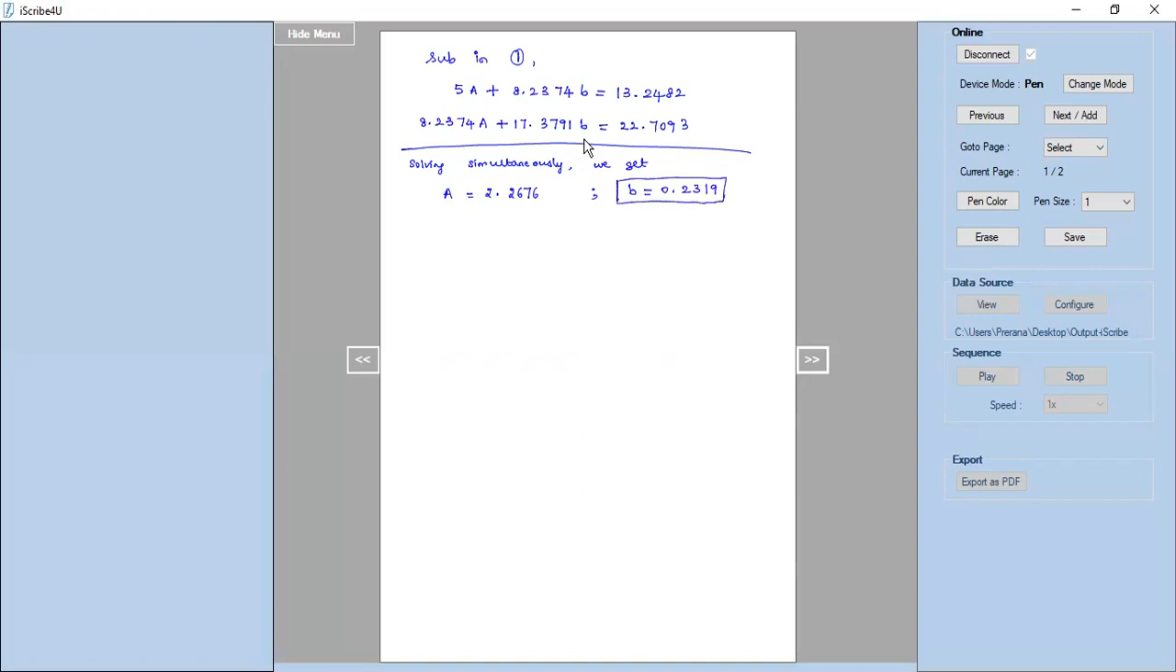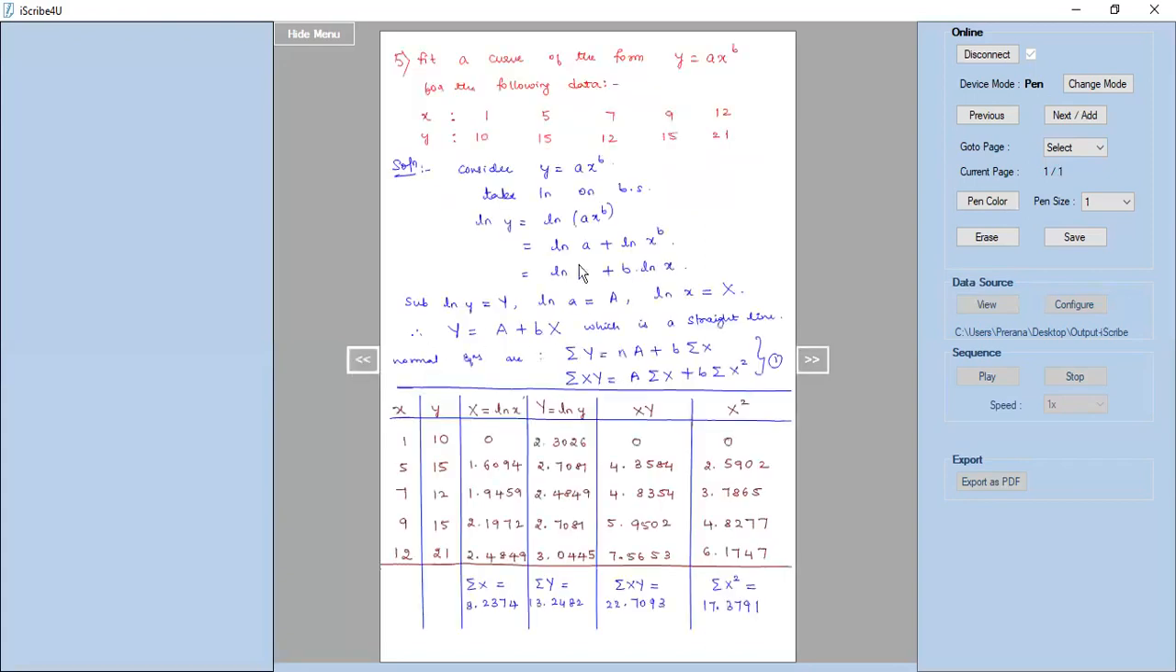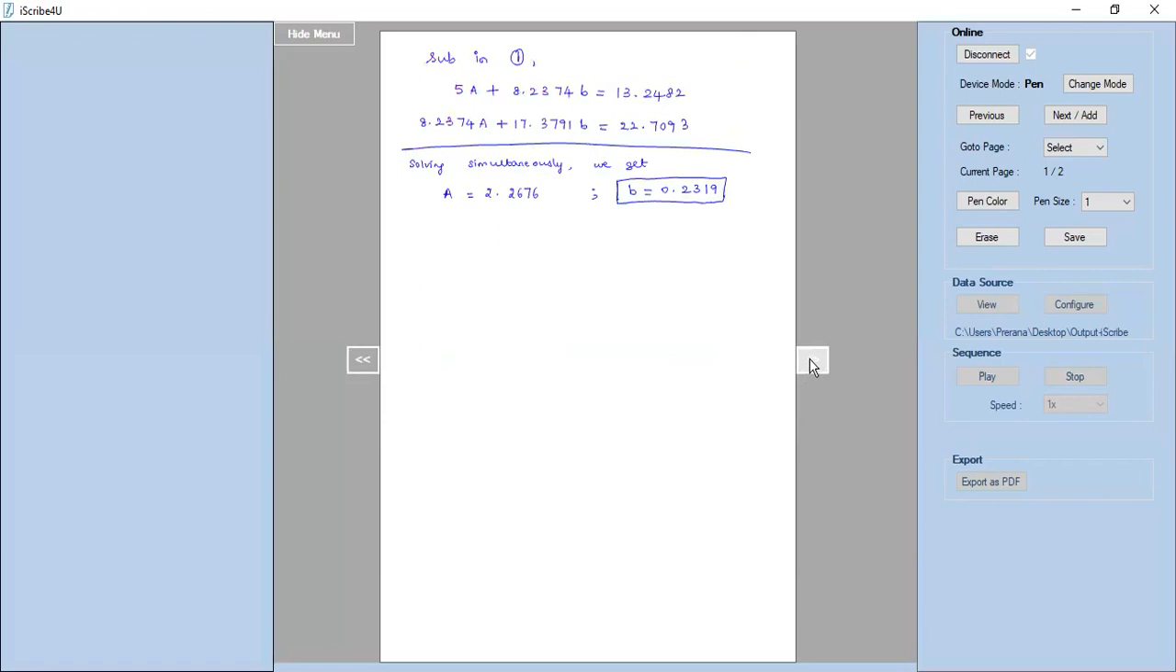Small b is my final constant value. But capital A is not the actual constant involved in the given question. So I have to find out small a. Small a is nothing but the anti-log of capital A. So small a is equal to e power capital A, which is e power 2.2676, which will give us 9.6562.